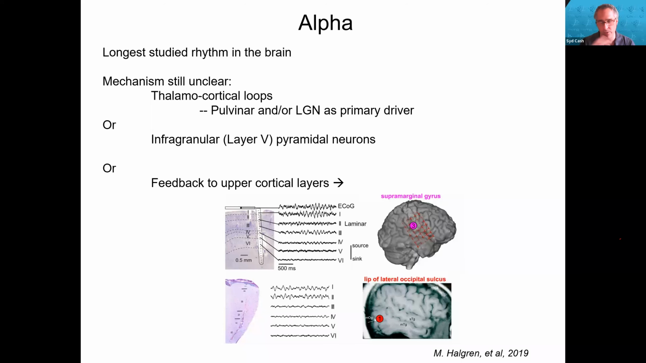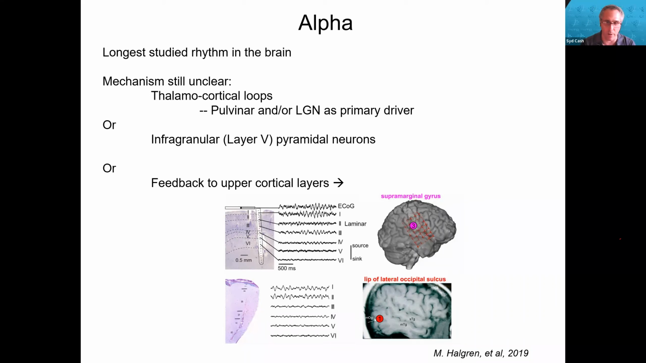There's a contrasting theory that it's infragranular layer 5 pyramidal neurons, again, that are mostly responsible for generating the alpha rhythm. And then there's sort of a halfway idea that it's feedback to the upper cortical layers, that is top-down feedback coming from higher associational areas. And this is a mechanism that we've been exploring.